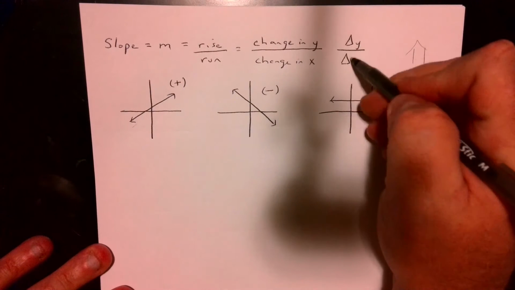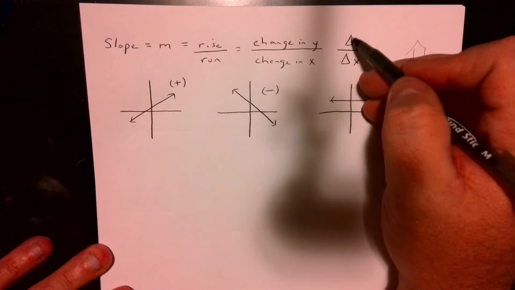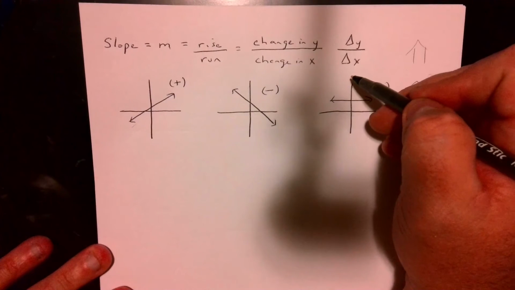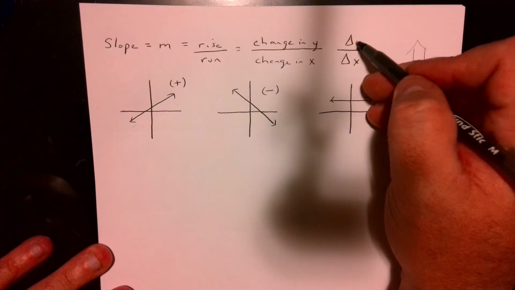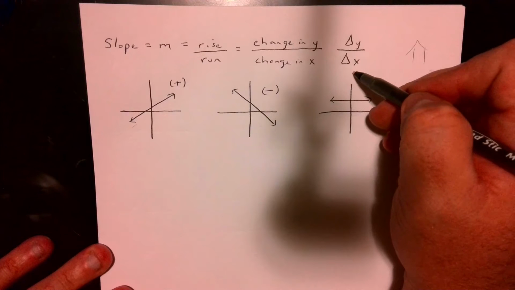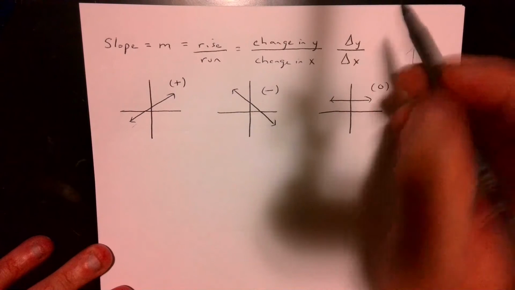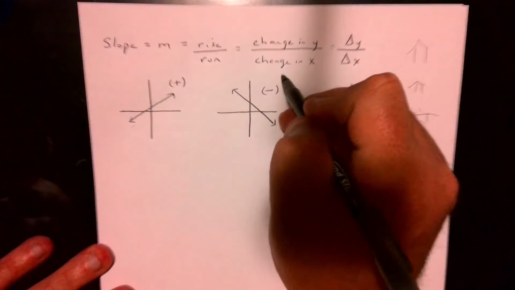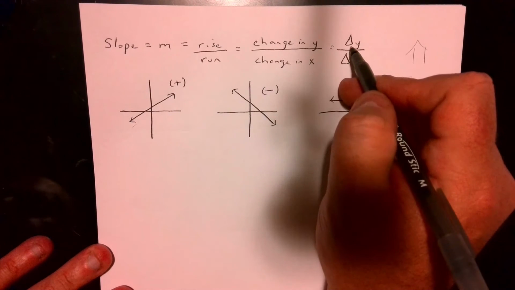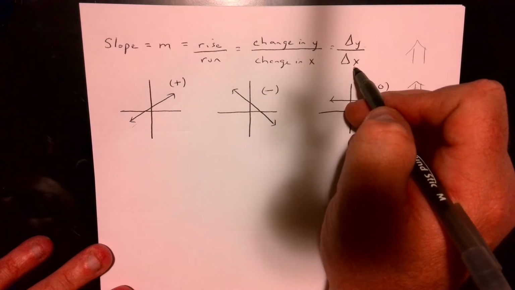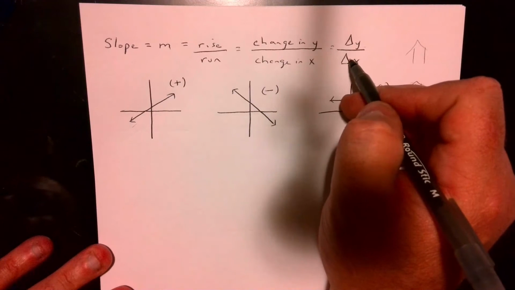And when I was in junior high, that made no sense to me. I'm like, huh? Triangle y over triangle x? What does that mean? Well, it really just means delta y over delta x. But that still makes no sense because I'm like, why are you talking about delta y over delta x? It's just a shortcut for change in y over change in x. So it really just means change in y, change in x. Okay, and this will make sense as we get going.